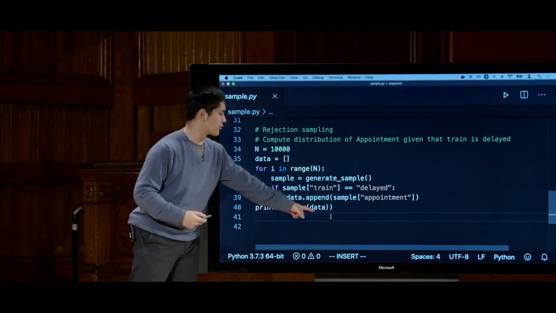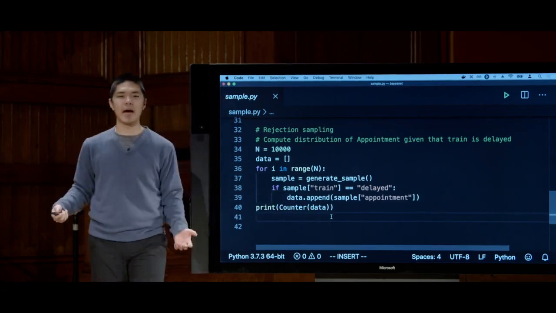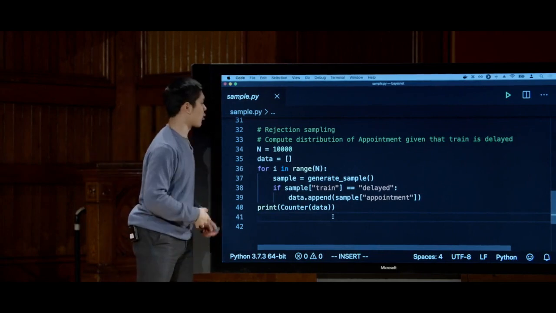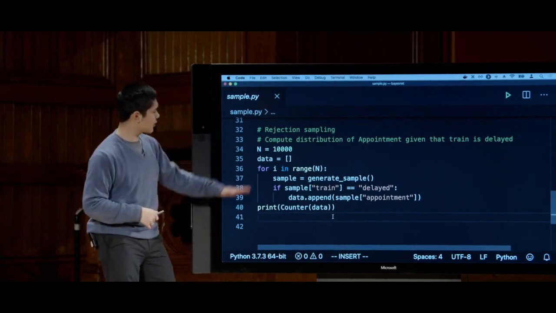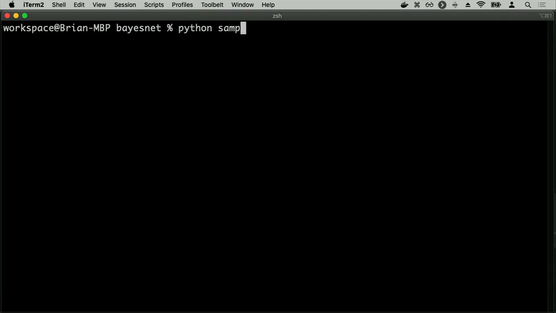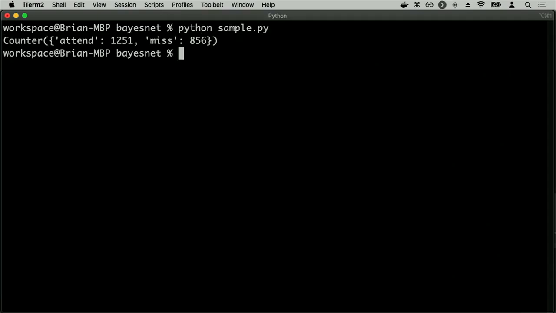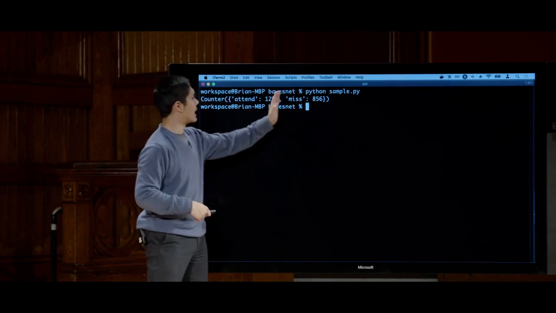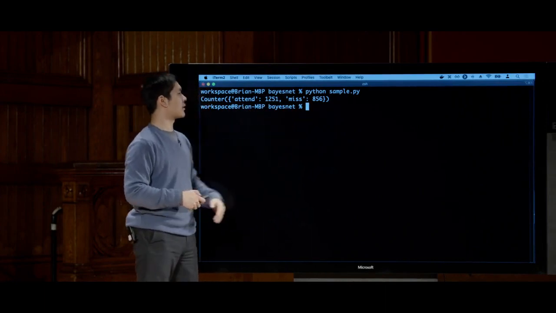So I can take this list of data and figure out how many times my appointment was made and how many times my appointment was missed. And so this here, with just a couple lines of code, is an implementation of rejection sampling. And I can run it by going ahead and running python sample.py. And when I do that, here's the result I get. This is the result of the counter. 1,251 times I was able to attend the meeting, and 856 times I was able to miss the meeting.